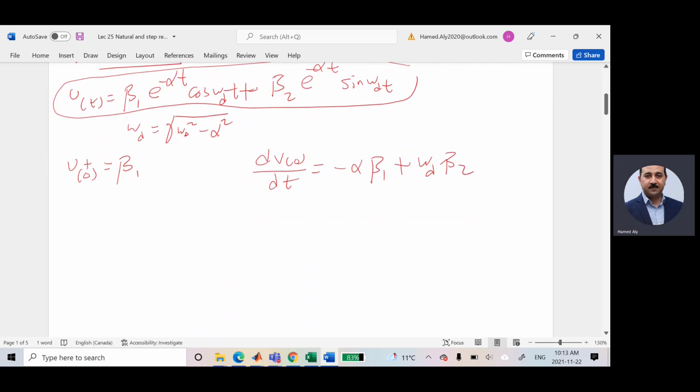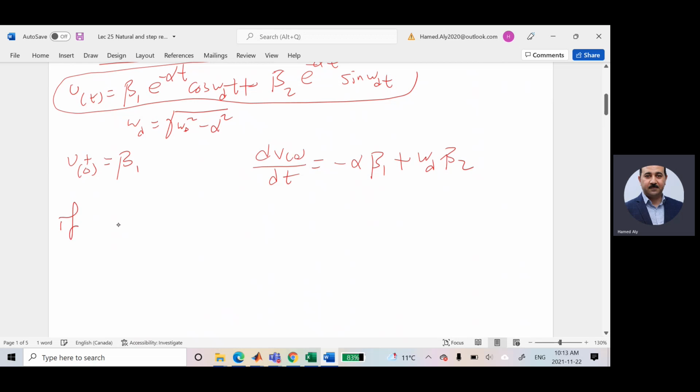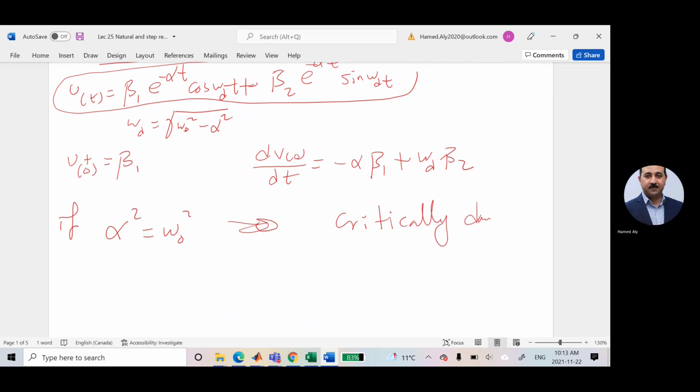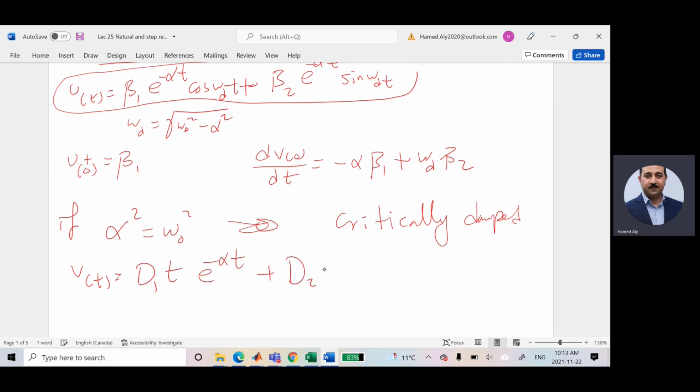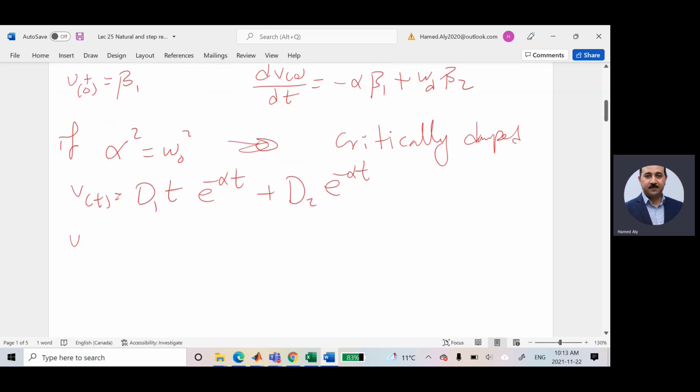The third scenario, or the third case, is if alpha squared is equal to omega O squared. This case is called critically damped. And based on that, I can say V of t should be equal to D1 times t times e to the power negative alpha t plus D2 times e to the power negative alpha t. And from there I can find D1 and D2 from the initial conditions again. This is D2, and dV of 0 by dt should be equal to D1 minus alpha D2.